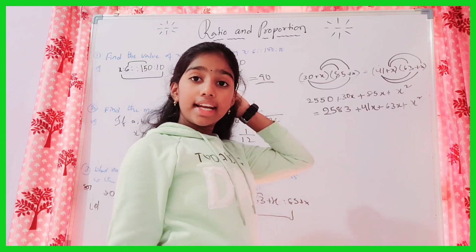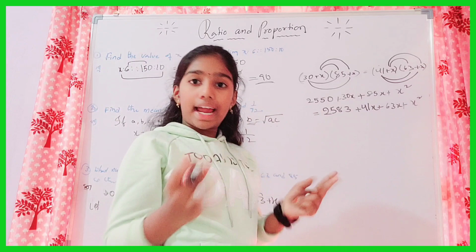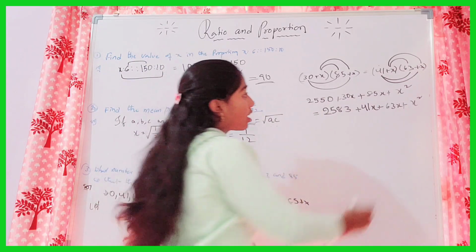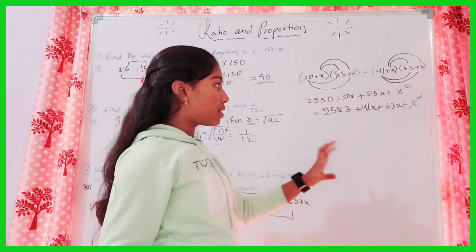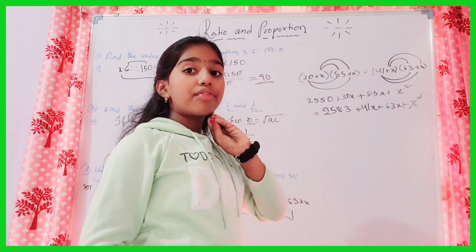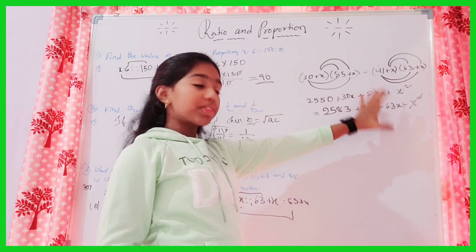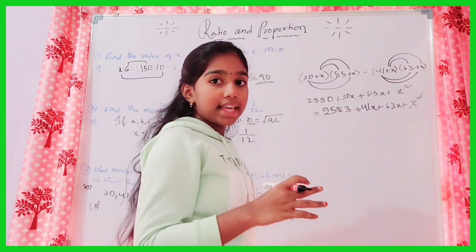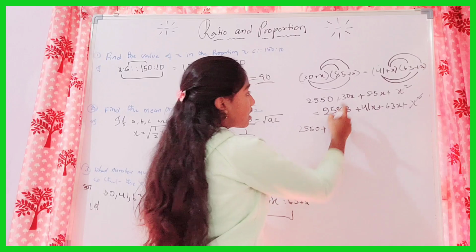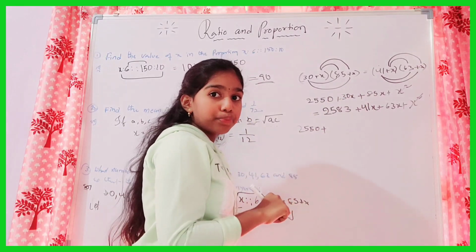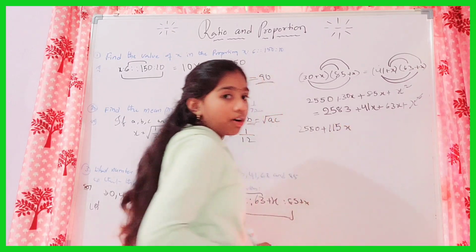Now when the same terms are on either side of the equals sign, they are cancelled. So x square is cancelled. Now these numbers are remaining, and we have to add the values of x. First, 30 plus 85 is 115x.